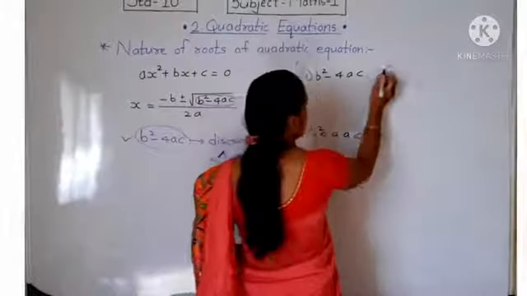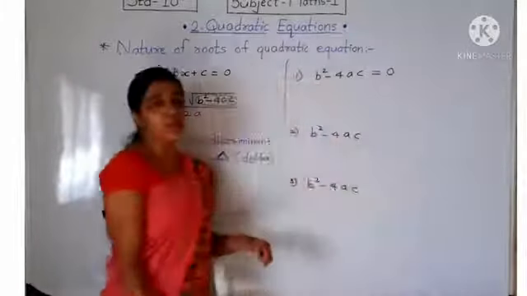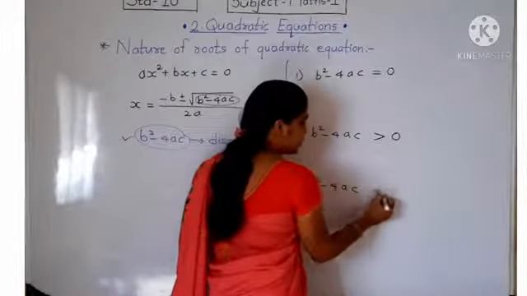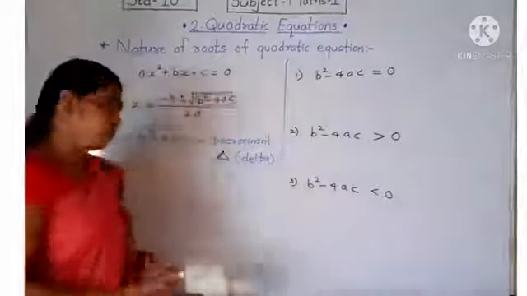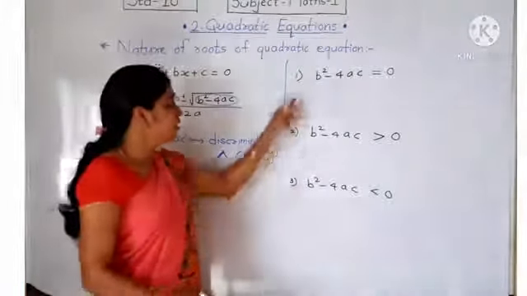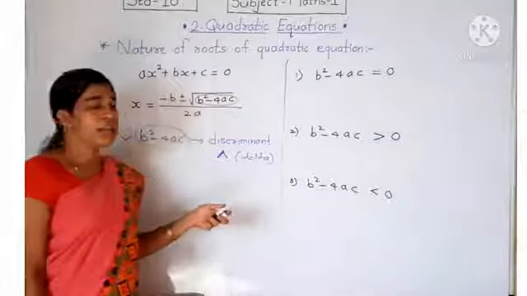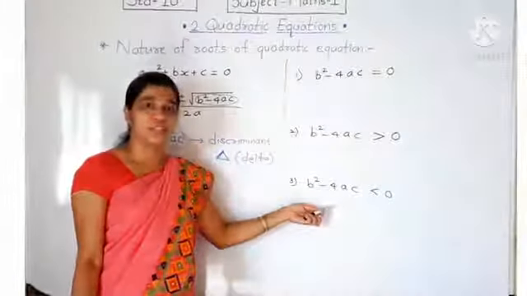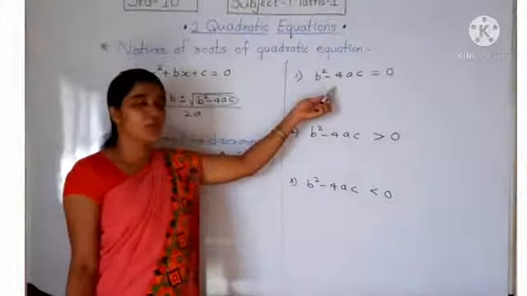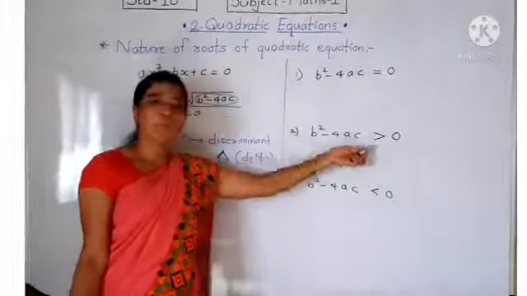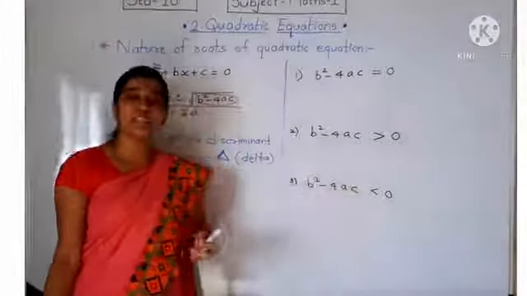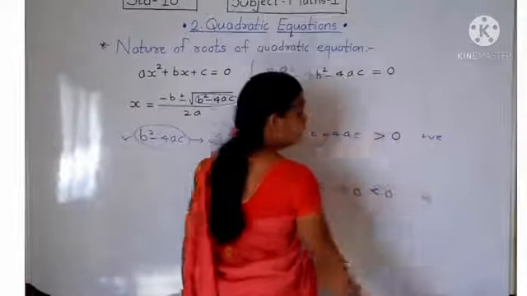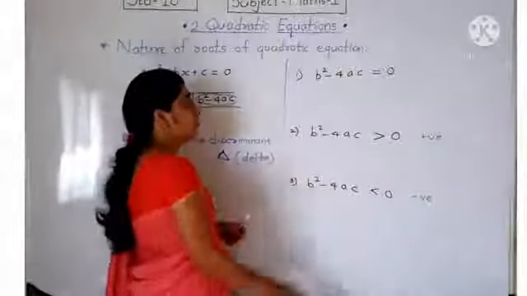If b square minus 4ac is equal to 0, if b square minus 4ac is greater than 0, and b square minus 4ac is less than 0. There are these three cases possible. Okay? Is any one more case possible? No. These three cases are sufficient. Either you get the value of b square minus 4ac as 0, or greater than 0 means positive, and less than 0 means negative.